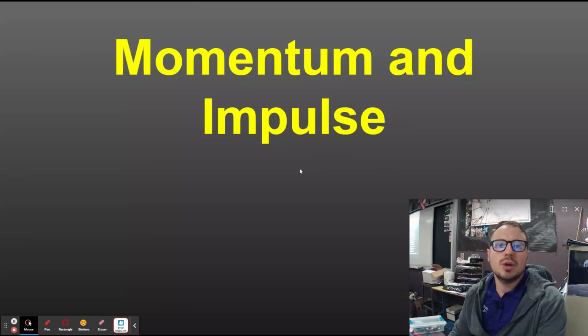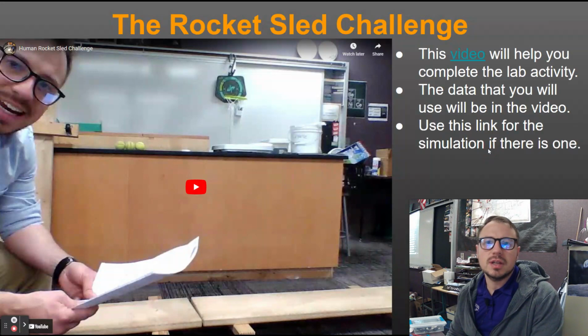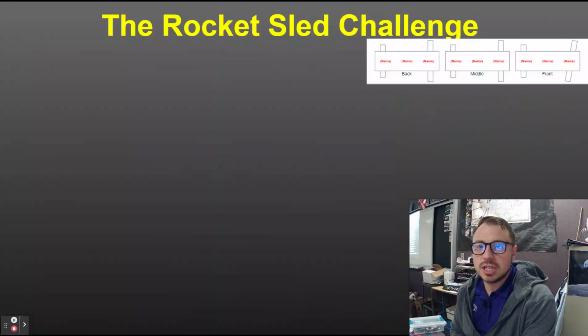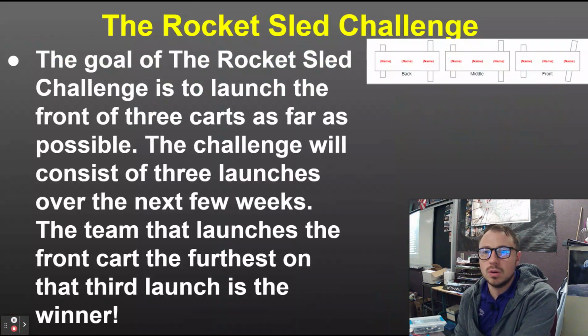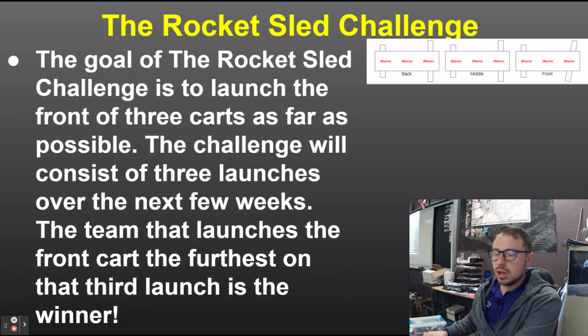This is the video on momentum and impulse. So we started off this unit by doing the rocket sled challenge. In the rocket sled challenge, the goal is to launch the front of 3 carts as far as possible. The challenge will consist of 3 launches over the next few weeks. The team that launches the front cart the furthest on that third launch will be the winner.